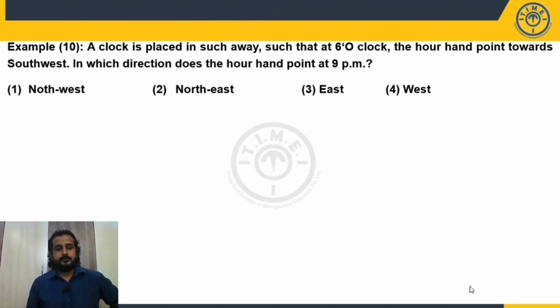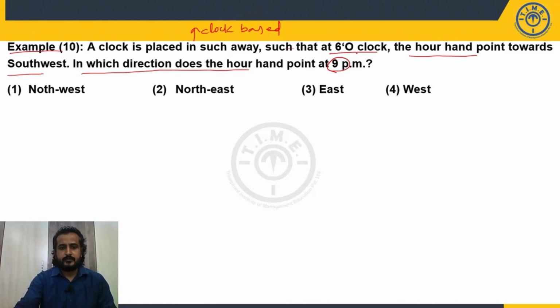Fine. Okay. Example number 10. This kind of question comes under clock based questions. What is given? A clock is placed in such a way that at 6 o'clock the hour hand points towards southwest. Now in which direction does the hour hand point at 9 p.m.? It is a question. Now how will these kinds of questions be answered?